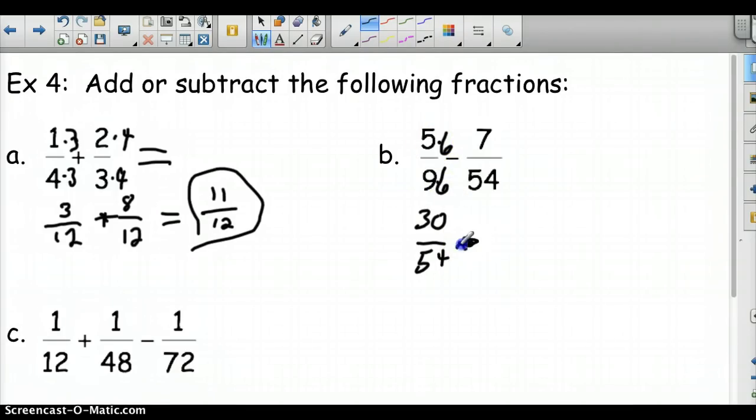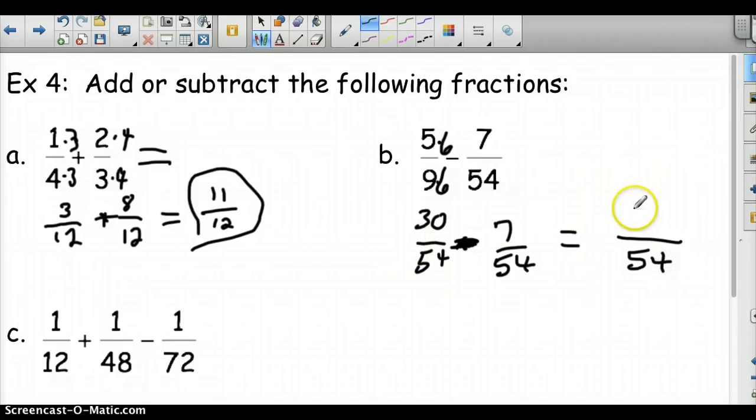And this is subtract then from 7/54, the denominator does not change. It remains 54, and we perform the simple operation of subtraction. 30 minus 7 is 23. We check to make sure that is in lowest terms. 23 is prime. It is reduced. So we are done. Last one.